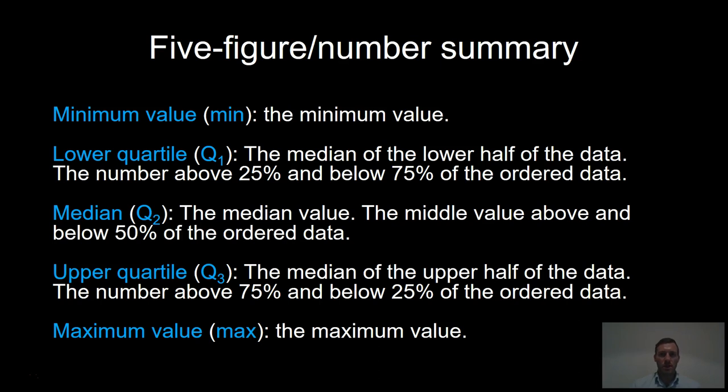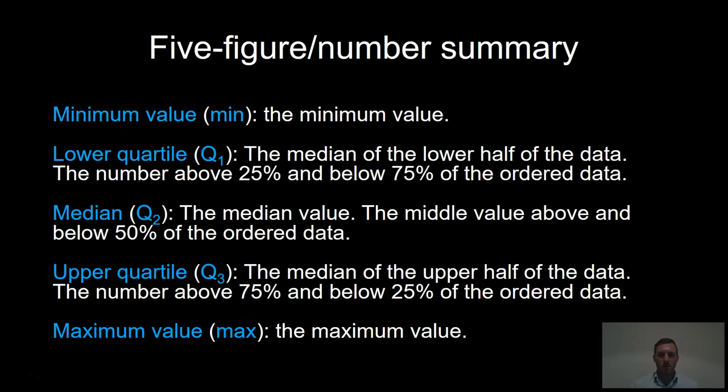Before you can draw a box plot, you need to be able to find the 5-figure summary. The 5-figure or number summary of a distribution consists of the minimum, maximum, lower quartile, the median, the upper quartile. Please refer to my measures of spread video if you need further information on how to calculate these.